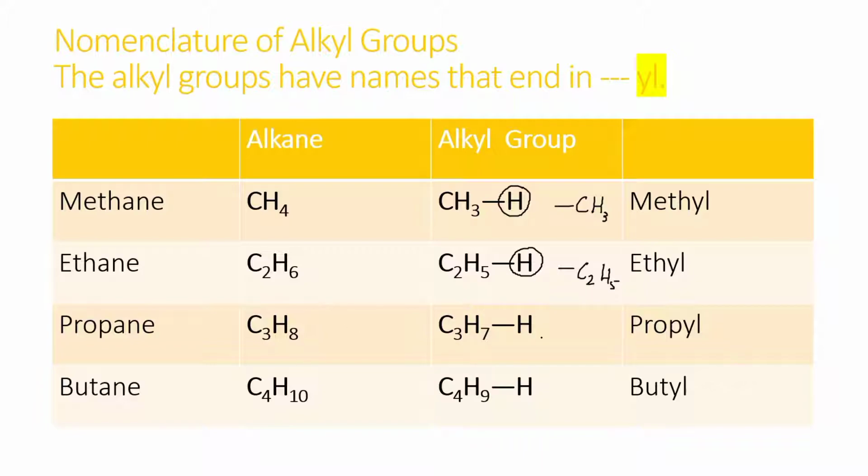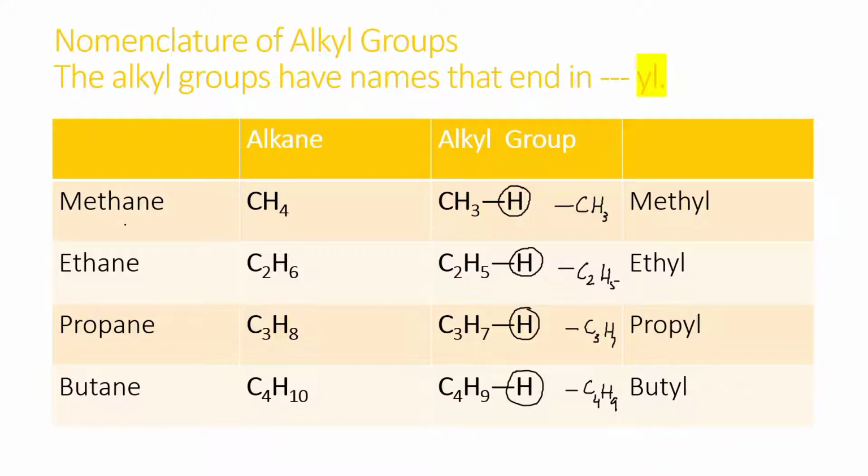If one of the hydrogens is removed from propane, we will get a C3H7 group, the propyl group. If one of the hydrogens is lost from butane, then we will be left with a C4H9 group. Now these groups that are formed are called alkyl groups. So that means alkyl groups are derived from alkanes when alkanes lose their hydrogens.